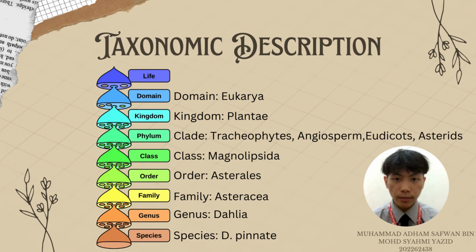So this is the taxonomic description of Dahlia Pinnata. So the domain is Eukarya, kingdom of Plantae, the clade of Tracheophytes, Angiosperms, Eudicots, and Asterids, while the class is Magnoliopsida, the order of Asterales, family of Asteraceae, genus of Dahlia, and species of Dahlia Pinnata.